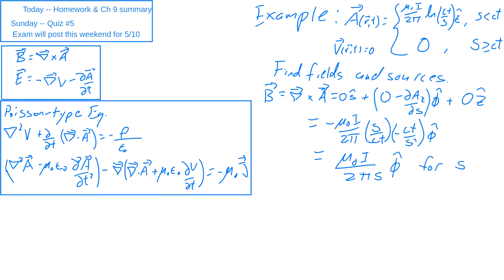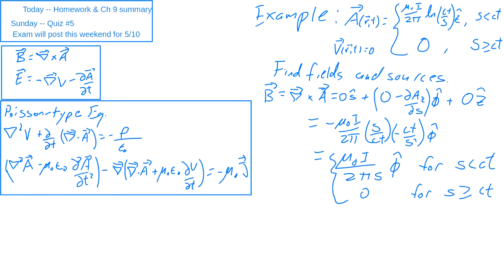mu naught I over 2 pi s in the phi hat direction when s is less than c times t, and it's 0 when s is outside of that. Does that expression look familiar? Forget about the piecewise aspect of it. Yeah, it's the same as if we had a line of current, or a cylindrically symmetric thing, but only within the region that can be reached at the speed of light. Outside of that, there's nothing.